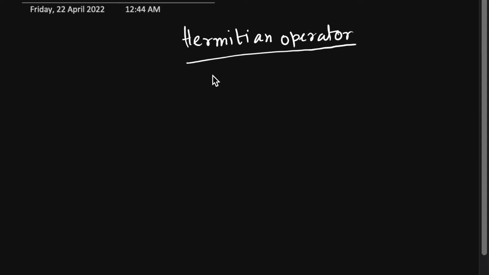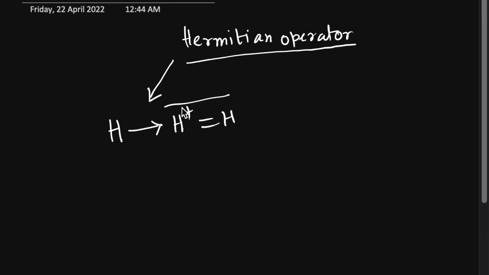We are going to learn Hermitian operator. What is Hermitian operator? If H is an operator and its adjoint H dagger is equal to H, then the operator is called Hermitian operator. Now this operator has some properties.